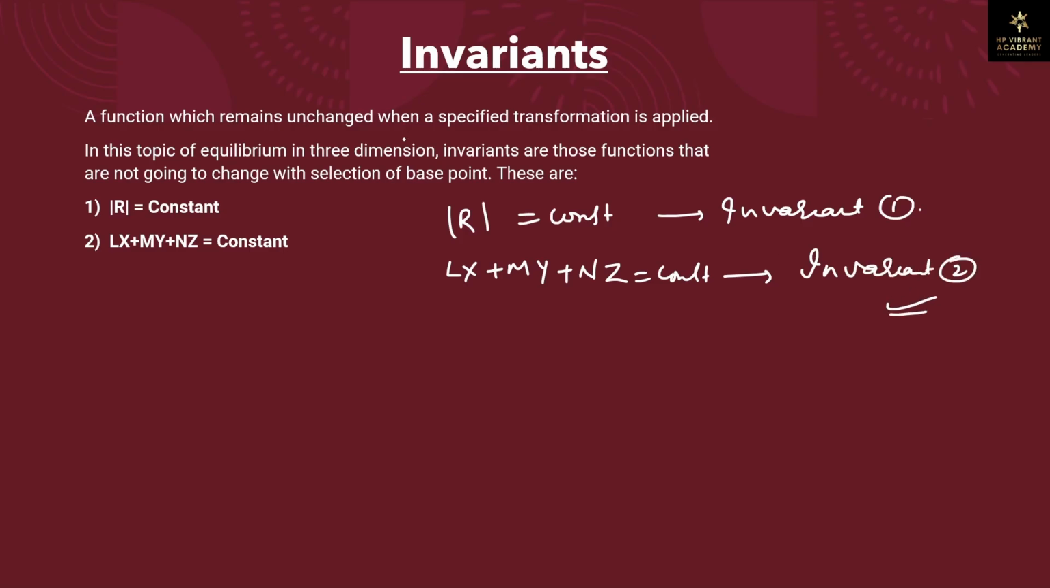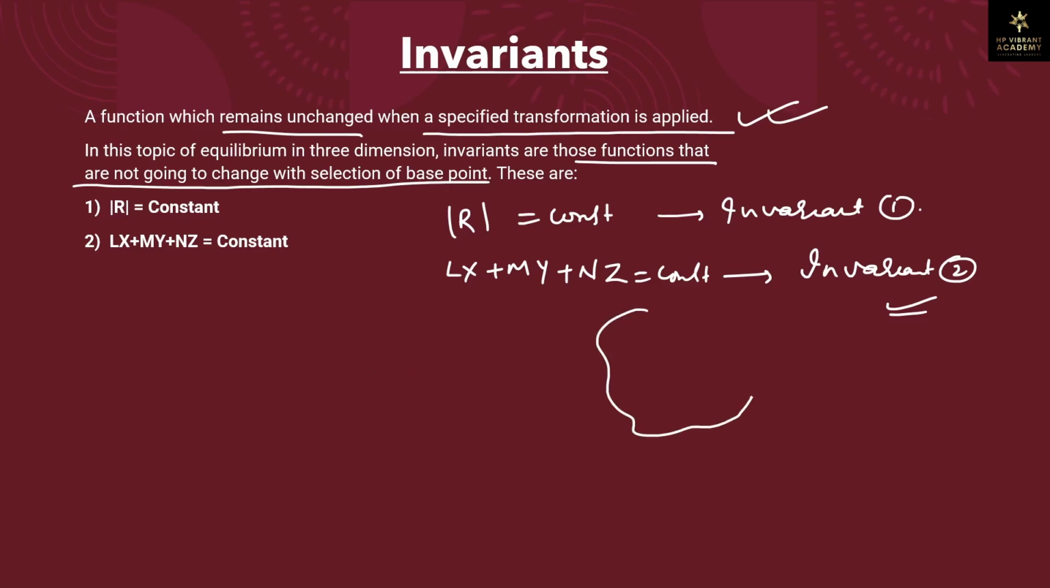So what are invariants? An invariant is a function which remains unchanged when a specified transformation is applied. In this topic of equilibrium in 3 dimensions, the invariants are those functions that do not change with the selection of the base point. Let us consider a rigid body like this, and a random point A, and we have the base point as O. Now let us take the position vector as R vector.